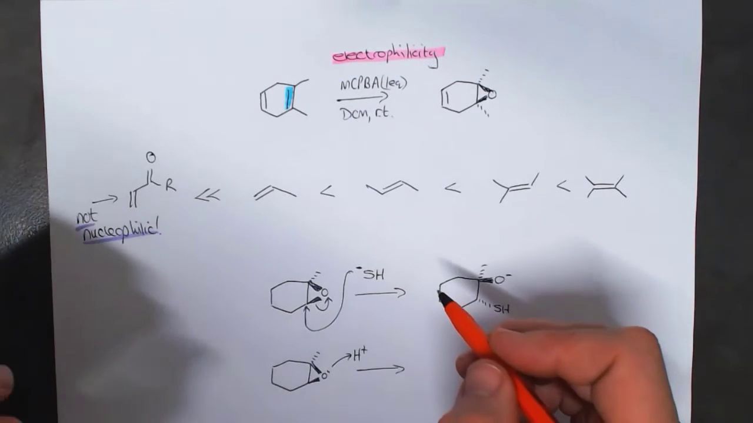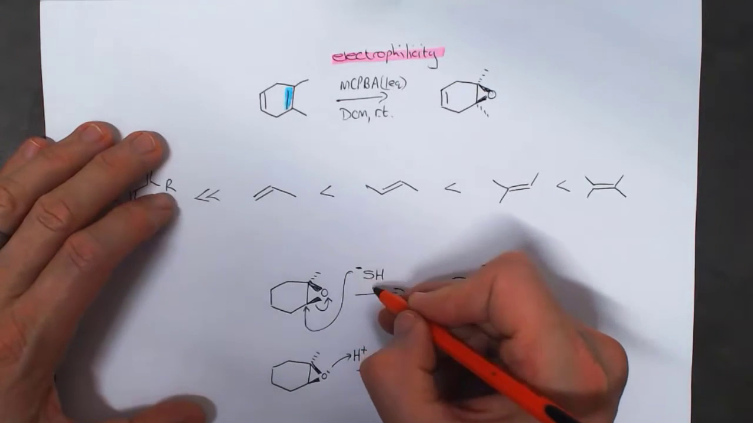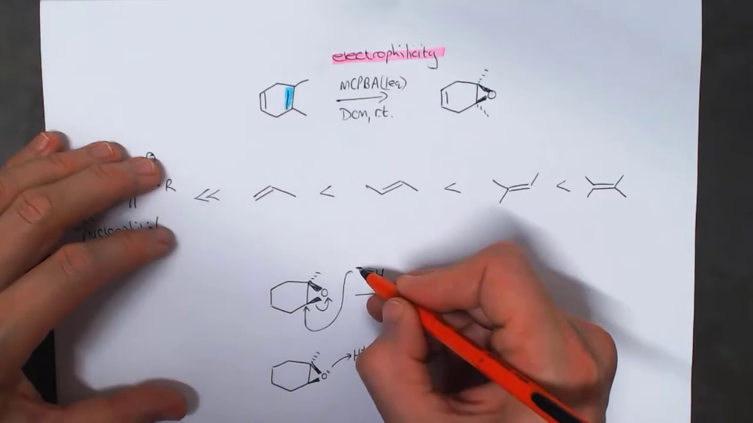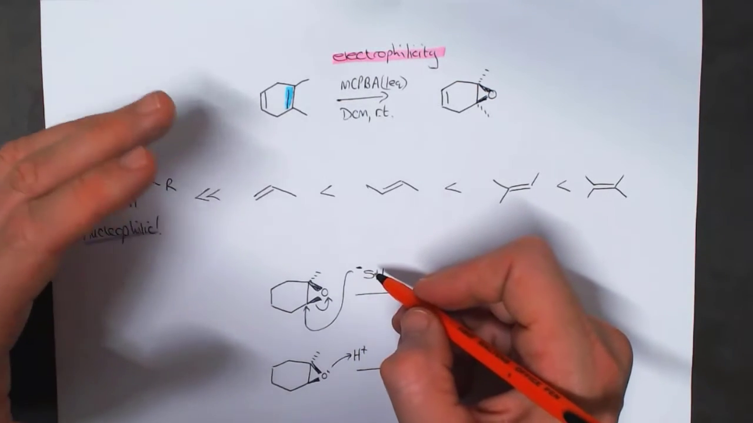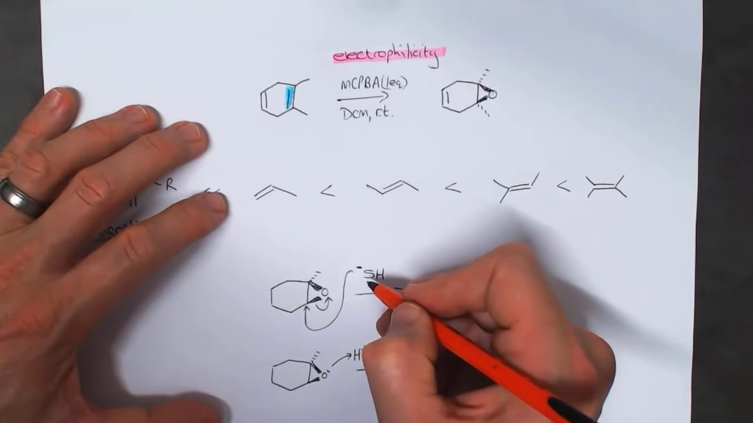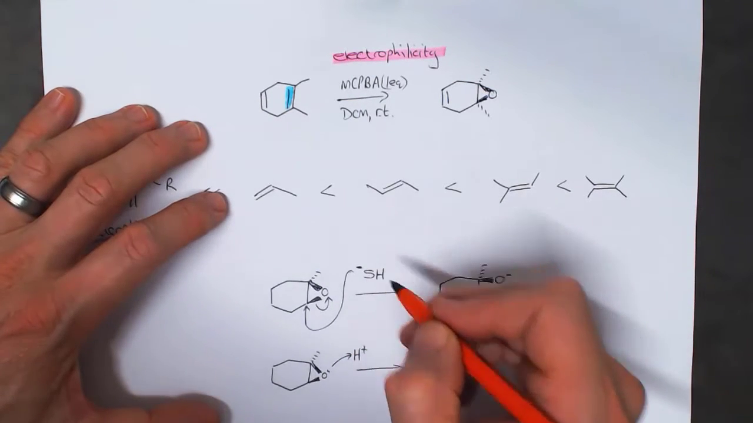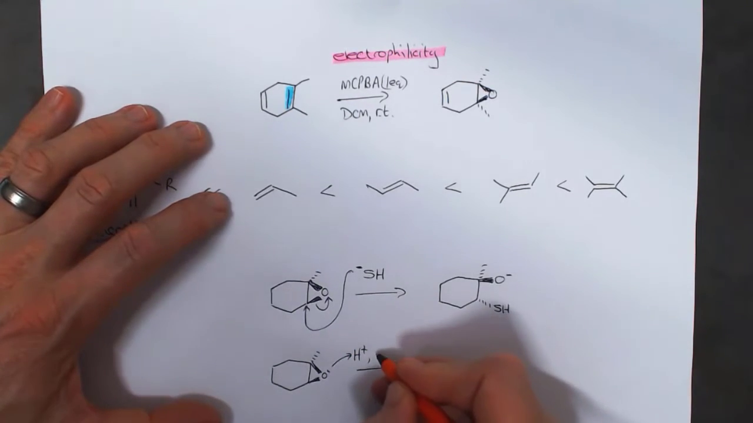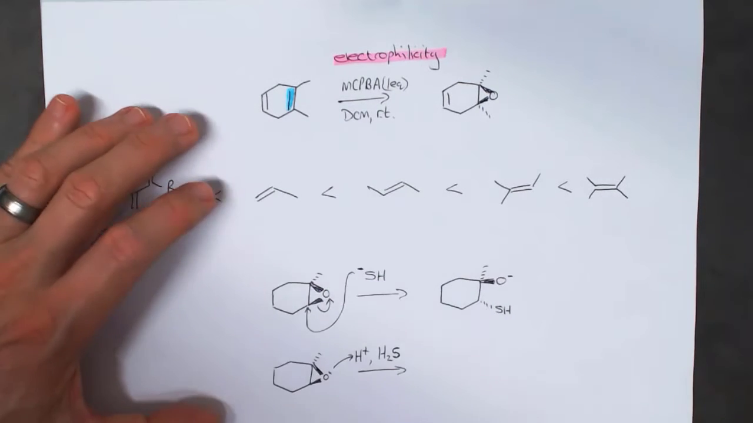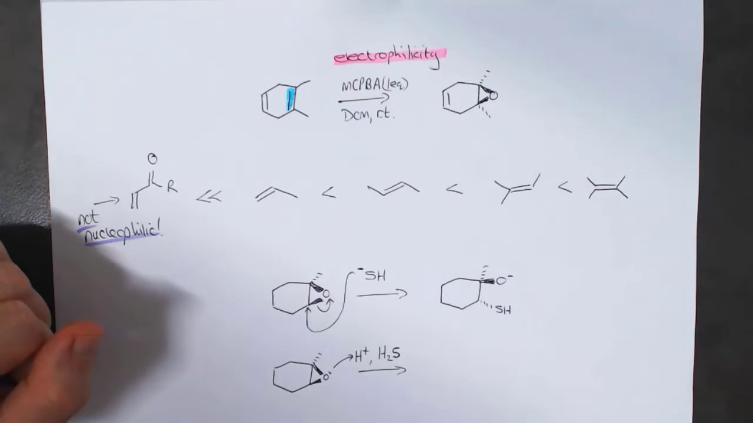Now, just think for a moment here. I can't add SH- as my nucleophile. It's an S-, therefore it's a strong base. So if I have an H+ and an S-, all that's going to happen is the H+ is just going to hit the sulfur. So we do need to have a neutral nucleophile. We could use, in this case, H2S.